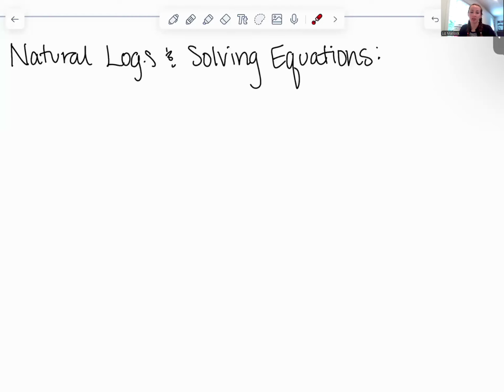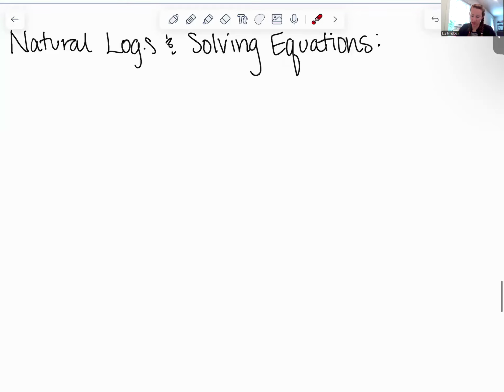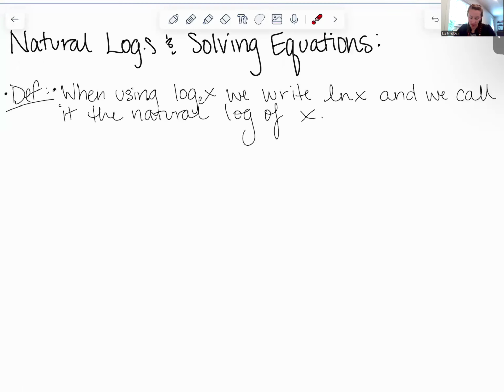Here we're looking at natural logs and solving different equations. We've already solved some exponential equations. Now we're going to look at some different ones. So first I want to define what a natural log is.